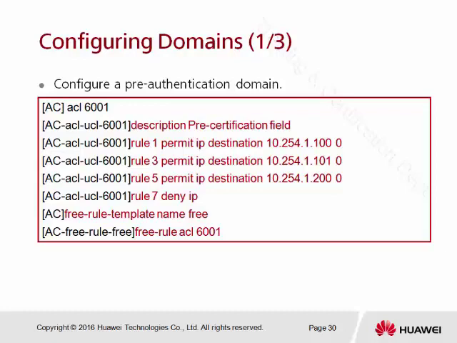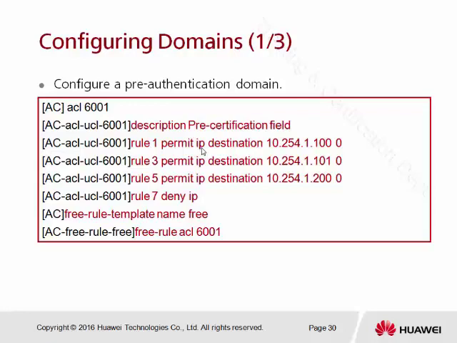Then here is an example of how to configure the pre-authentication domain. Right here, they're using ACL 6001. The first command over here is just optional. You can put a description to tell you what this ACL is for, and you can name it anything you want. But the most important part is the rule. The rule allows you to configure the permit based on the IP, the protocol, the destination IP address, and also the port number that you select. Right here, they're using rule number 1.